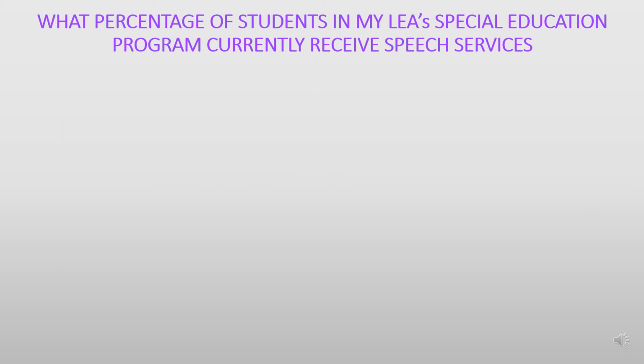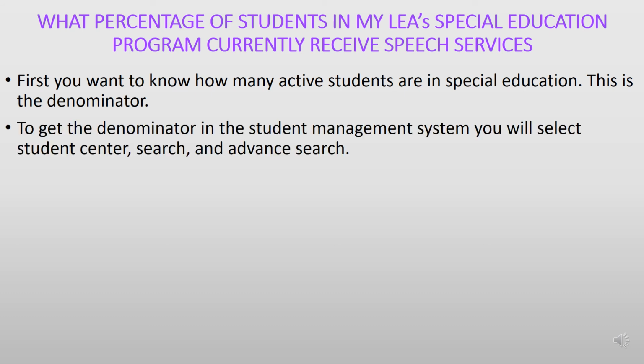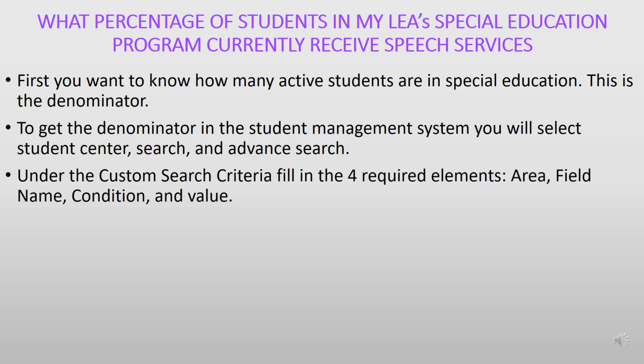Let us look at the denominator for the question. What percentage of students in my LEA's special education program currently receive speech services? Remember that the denominator is the bottom of the fraction. First, you want to know how many active students are in special education. This is the denominator. To get the denominator in the student management system, you will select Student Center, Search, and Advanced Search. Under the Advanced Search criteria, fill in the 4 required elements: area, field name, condition, and value.